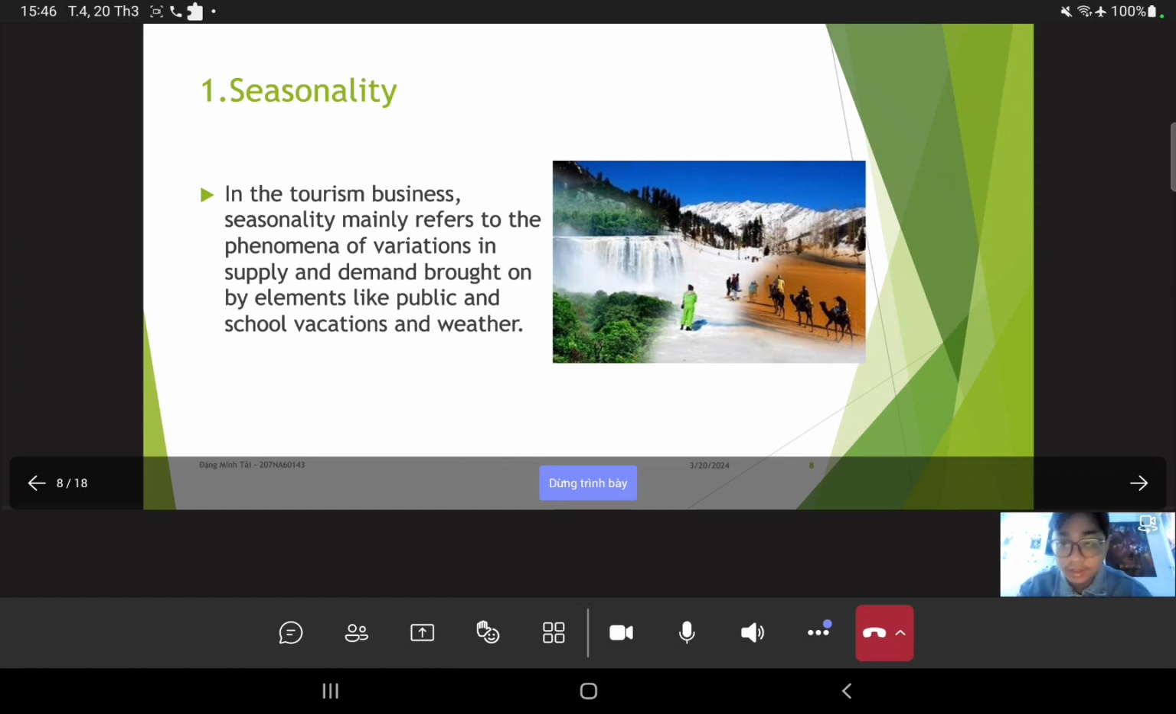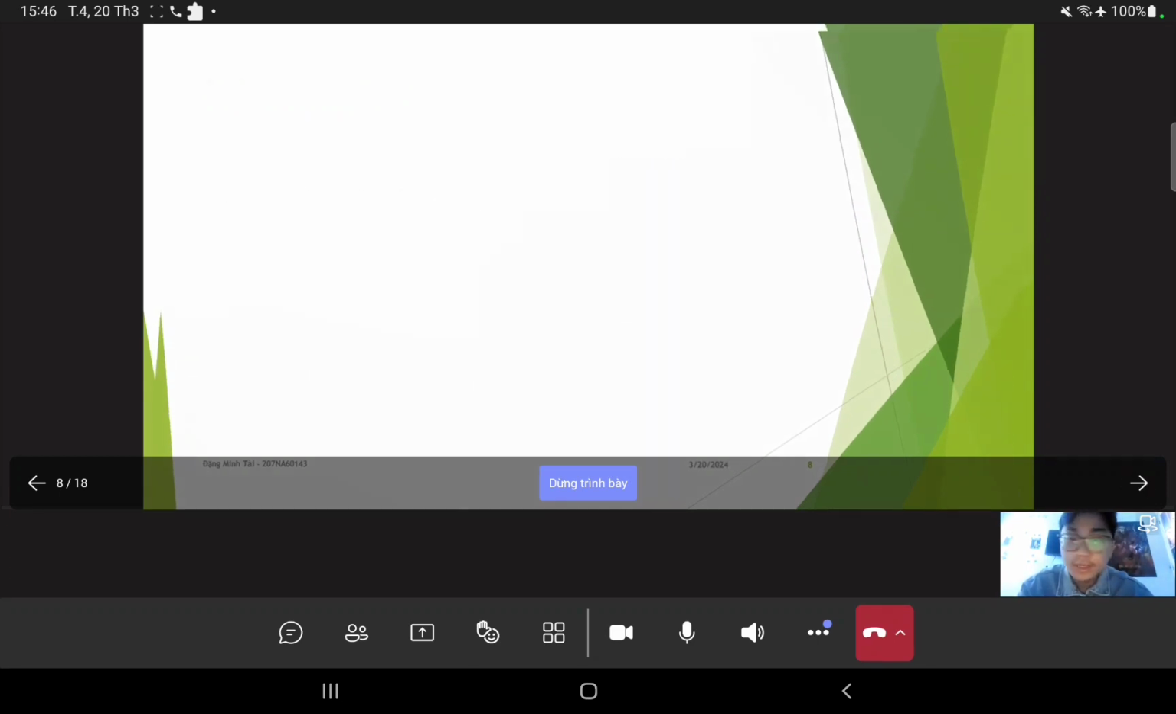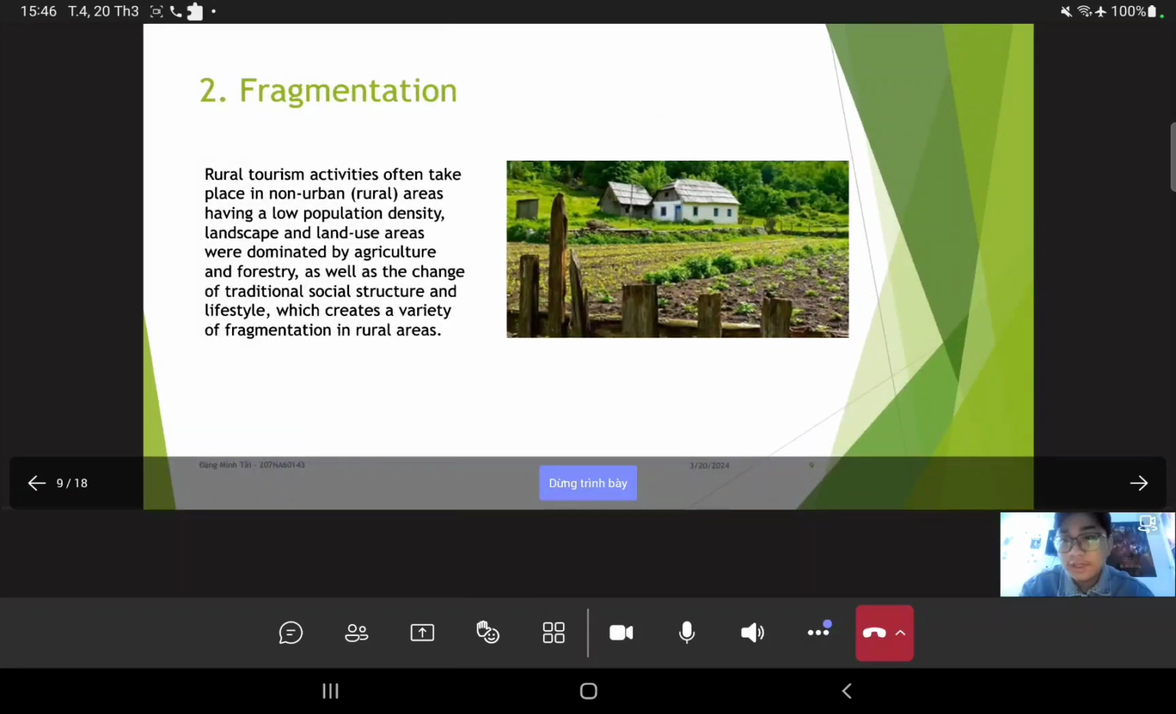Seasonality, in the tourism business, mainly refers to a phenomenon of variation in supply and demand brought on by elements like public and school vacations and weather. The second I want to explain to you is fragmentation.